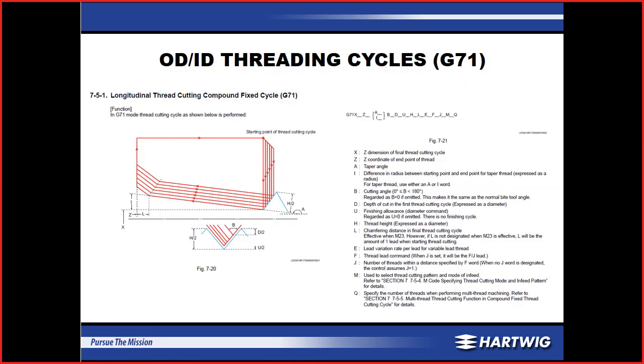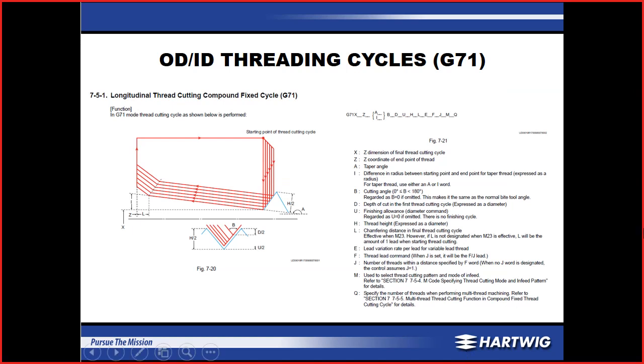So now let's talk about threading cycles. G71 is a threading cycle that, given these pieces of information, will rough and finish a thread. So our X dimension is going to be the finish diameter of our thread. For an OD thread, that is the minor diameter.